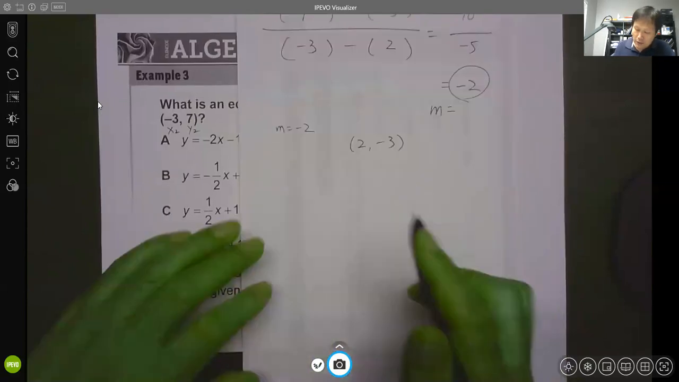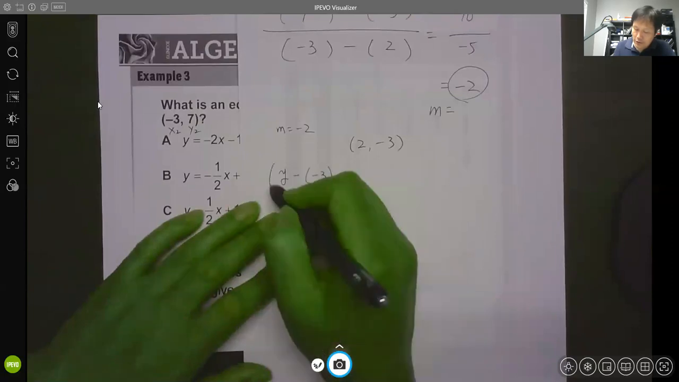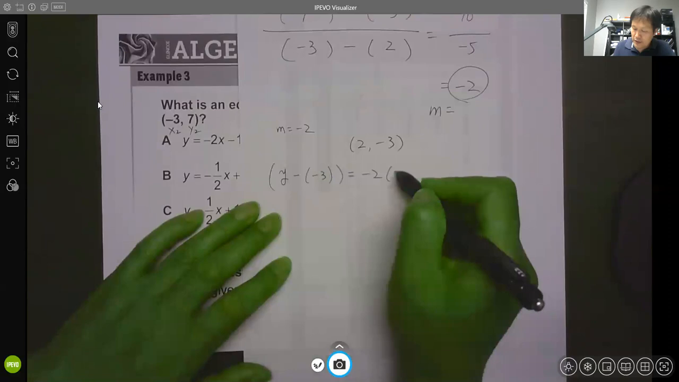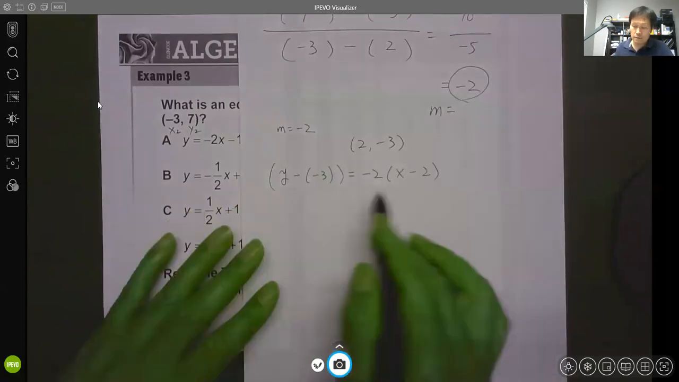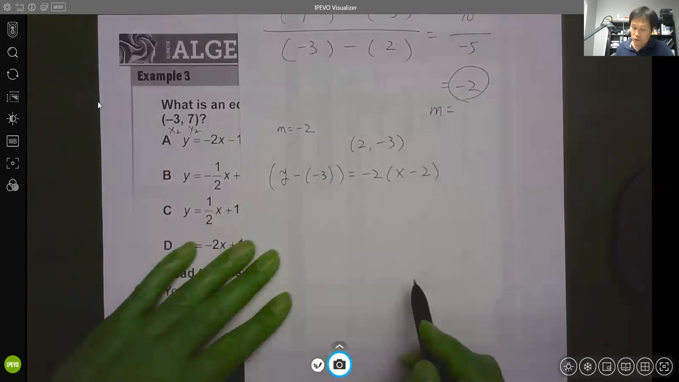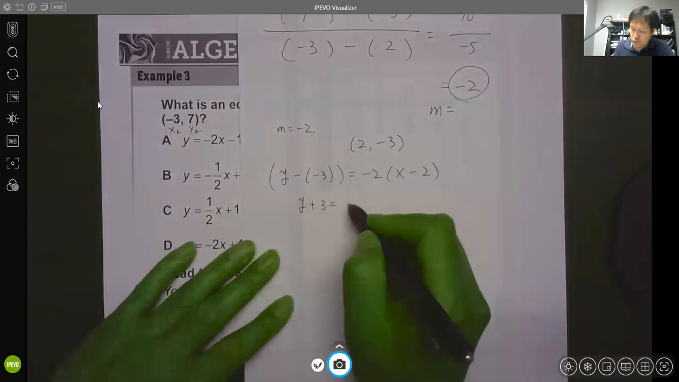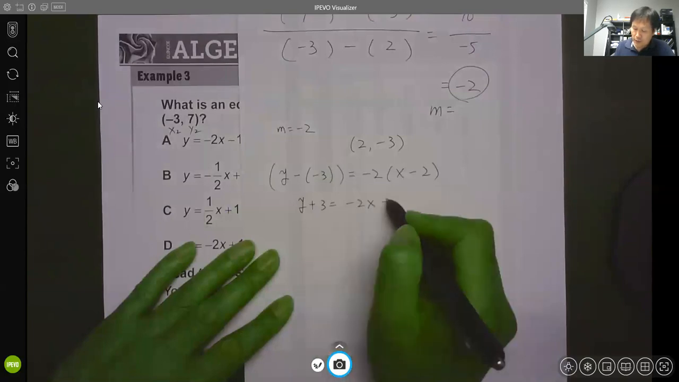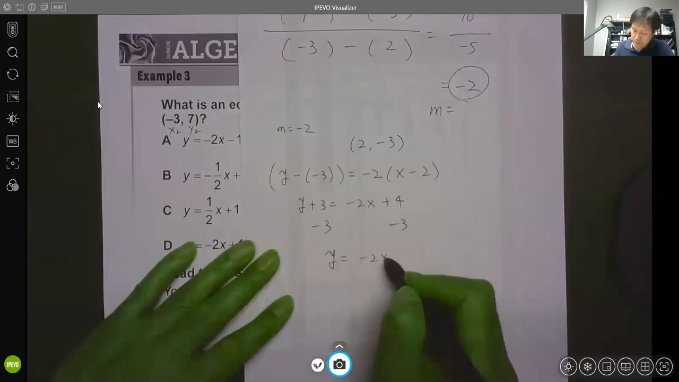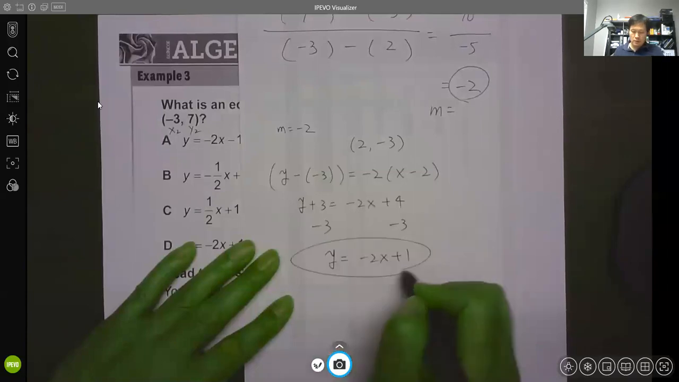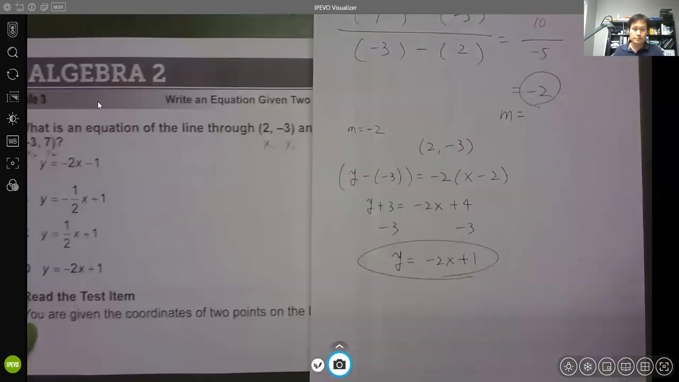So I'll do y minus y sub 2 equals m times x minus x sub 2. That's my setting up with the point-slope formula. So y plus 3 equals, distribute the -2. Solve for y, minus 3 on both sides. So it should be D.